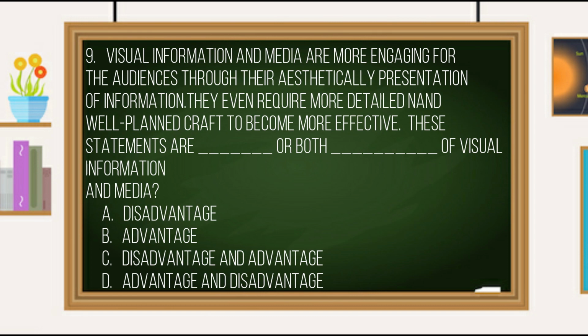Visual information and media are more engaging for the audiences through their aesthetical presentation of information. They even require more detailed and well-planned craft to become more effective. These statements are blank or both blank of visual information and media. A. Disadvantage, B. Advantage, C. Disadvantage and advantage, or letter D. Advantage and disadvantage.